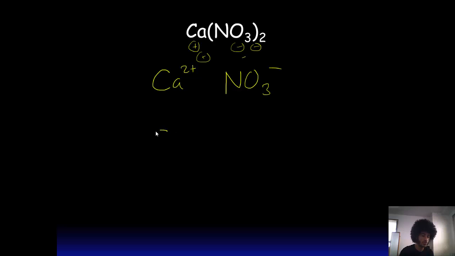Well, calcium remains calcium. And now we just have to put the name of the ion. And the name is calcium nitrate. Remember, the ate refers to the oxygen that's in the polyatomic. Let's try another one.